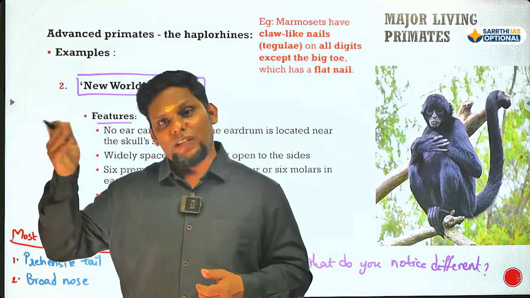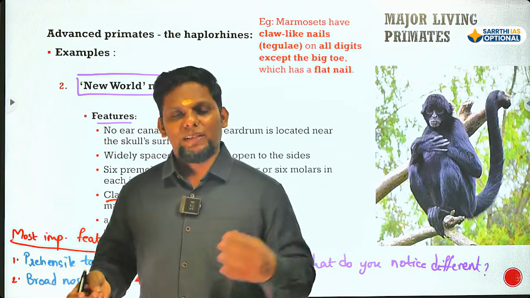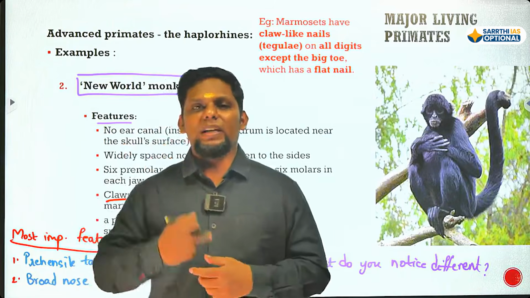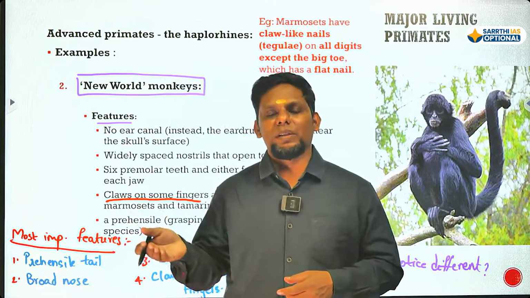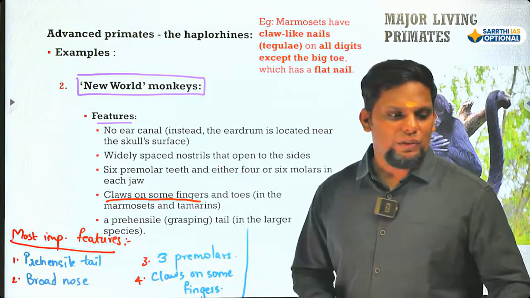A lot of times New World monkeys also have the prehensile tail, and Old World monkeys don't have it, they have a much thinner tail, right? And then there is also a difference when it comes to the dentition, 2123 in Old World monkeys and 2133 in New World monkeys. Okay, so we have covered the New World monkeys.